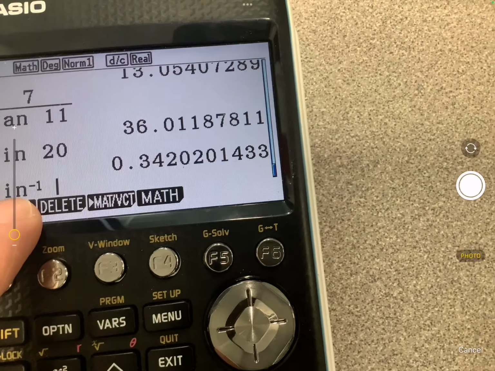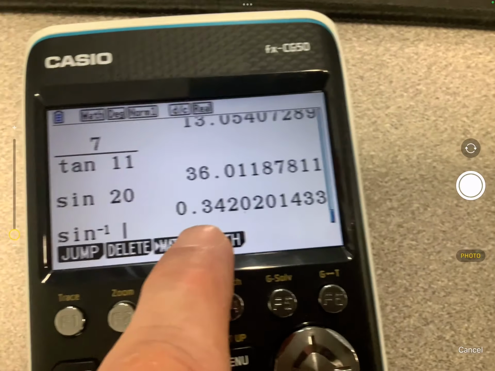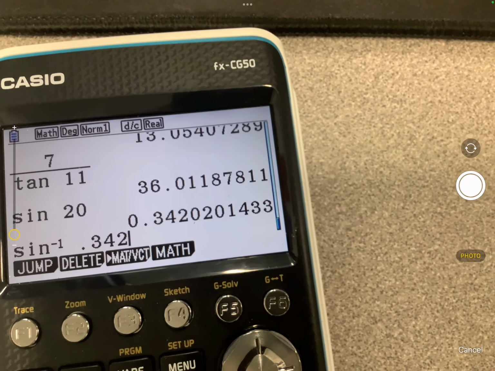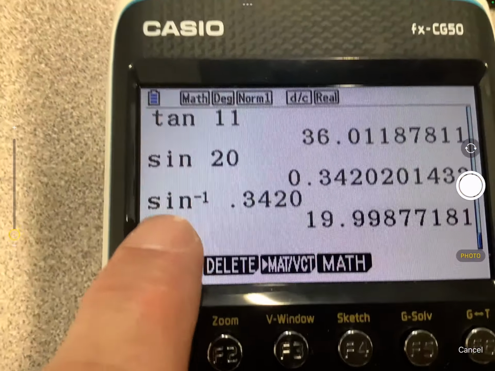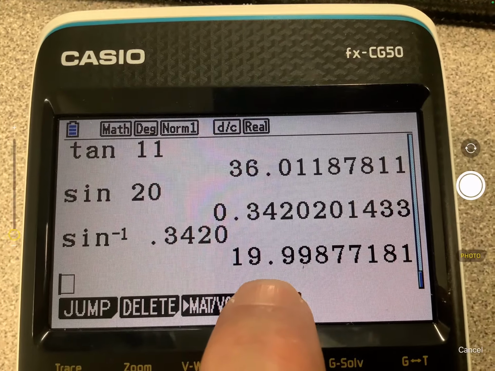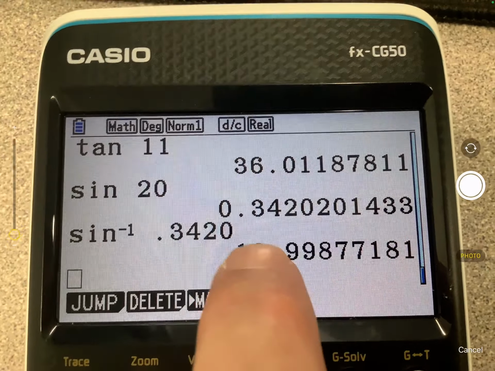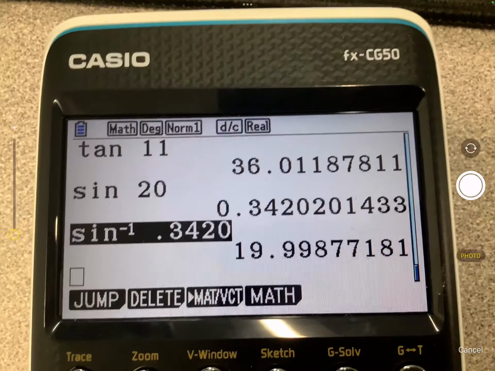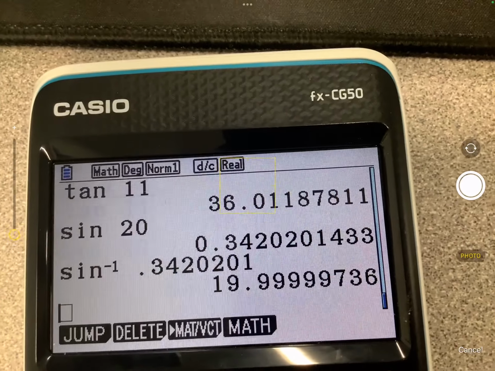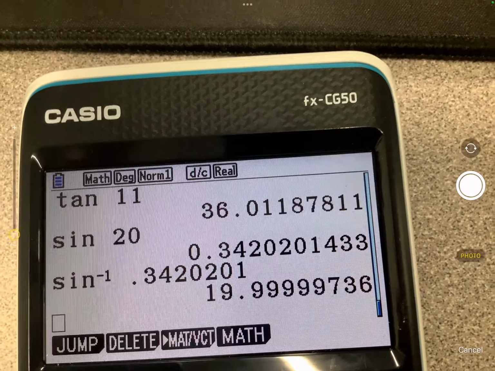And now if I do inverse sine, for instance, let's look at this one. What if I did the inverse sine of this ratio? What if I typed in 0.3420? Ooh, what is the inverse sine? It's 19.9. Why is it not exactly 20? Because I rounded some. What if I go back up and type in more numbers there? Is it going to get even closer? Yeah. If I type them all in, it's going to be exactly 20 degrees.